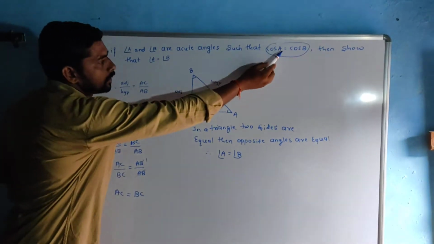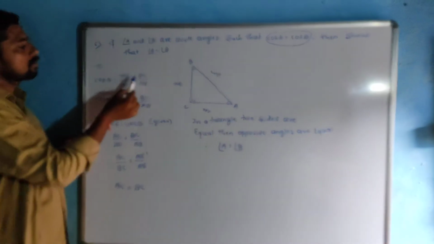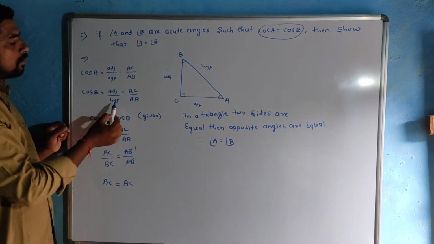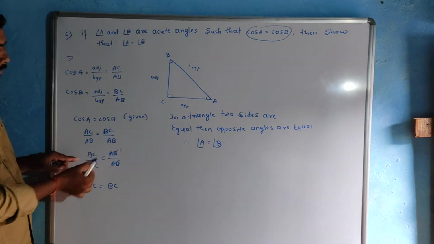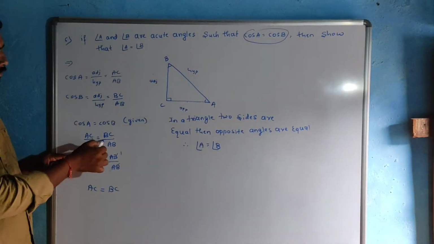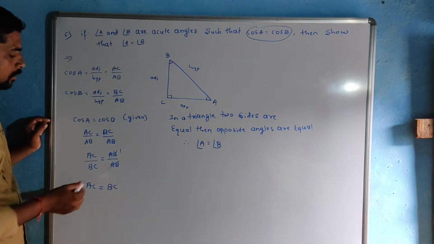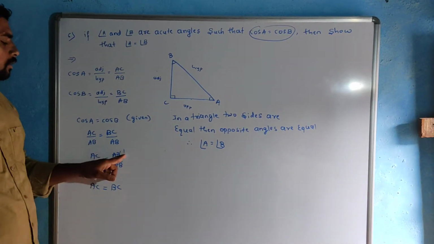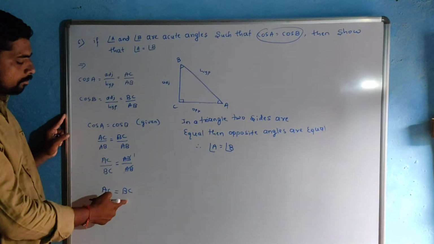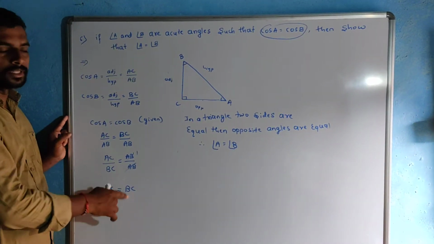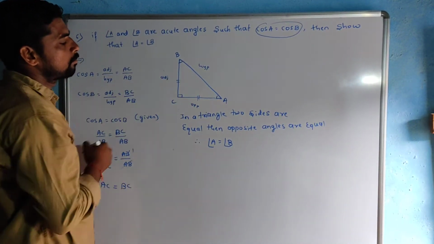It is given that cos A is equal to cos B. Therefore cos A is AC by AB, and cos B is BC by AB. Dividing AC by BC, replacing both, AB comes here, AB by AB. Therefore AB gets cancelled, remains only 1. Therefore AC by BC is equal to 1, so AC is equal to BC. We have to prove AC is equal to BC.